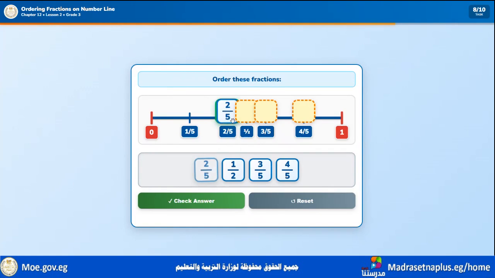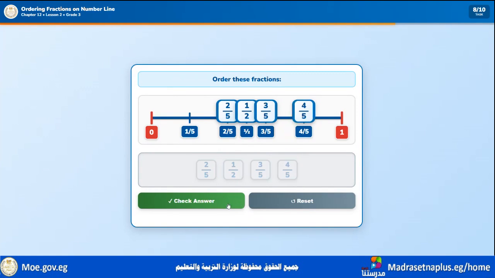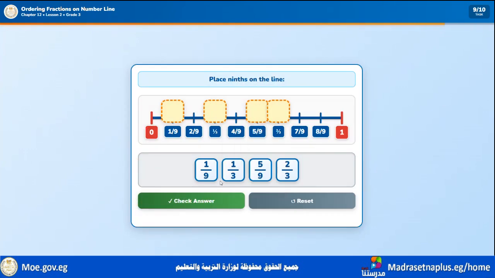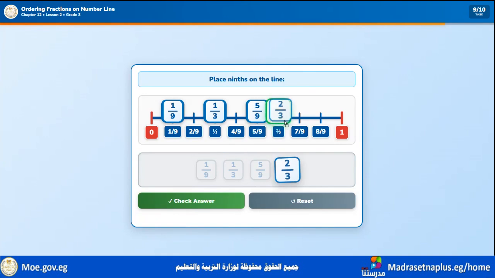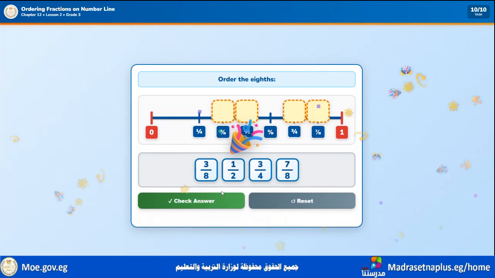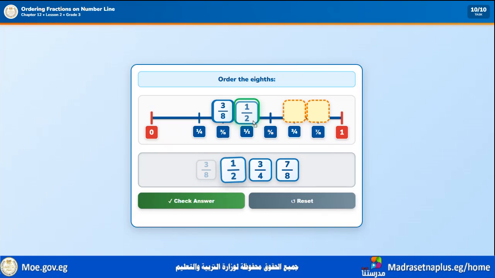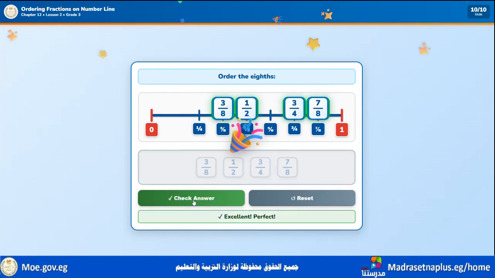0/5, 1/5, 2/5. Yes. 0/9, 1/9, 2/9, 3/9 means 1/3, 4/9, 5/9, 6/9 means 2/3. Eighths: 0/8, 1/8, 2/8 means 1/4, 3/8, 4/8 means 1/2, 5/8, 6/8 means 3/4, and 7/8. I think we finished this part.